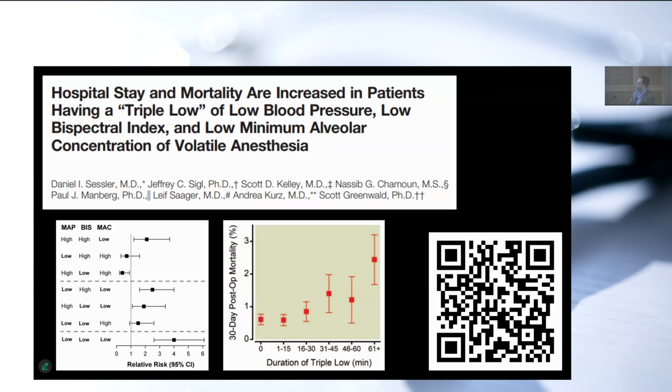And so it's not just the presence of that triple low. So here, this is this triple low, low MAP, low BIS, low MAC, relative risk of mortality. This is the mortality risk. It's not just the presence of that thing, it's also the duration. How long do you go on like that? And so the longer you go on like that, the dose of that triple low has its own independent prediction for mortality. And so this is the first paper that really suggests that maybe there's something in the BIS or something in the EEG really that could lead us to identify patients that are at high risk for perioperative adverse cognitive outcomes and death.